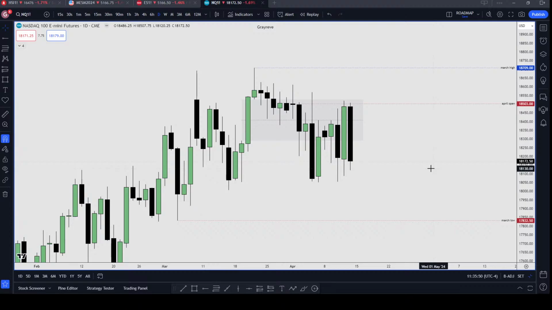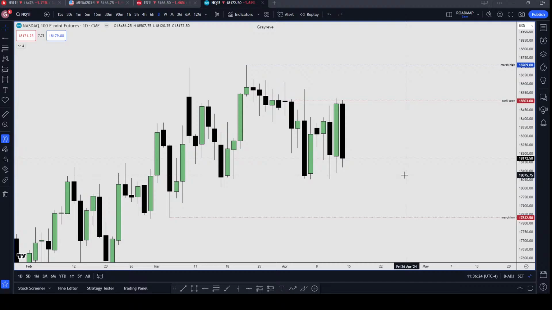For me, it looks like we're going to attack the lows due to the current SMT that is present in S&P 500. And on the daily time frames, bullish PD arrays are not respected. Therefore, I am leaning bearish. So with this in mind, heading to next week, I'll be looking for shorts into the March low.